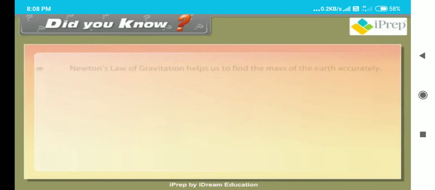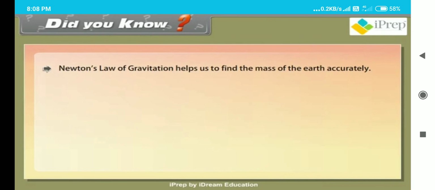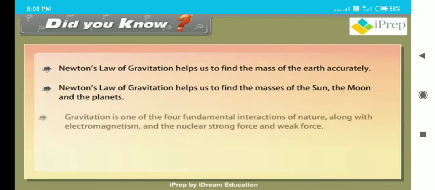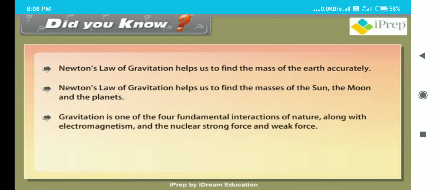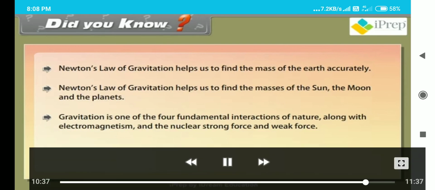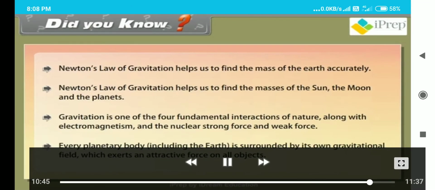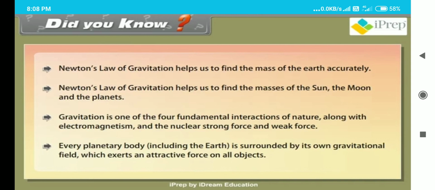Did you know Newton's law of gravitation helps us to find the mass of the Earth accurately? Newton's law of gravitation helps us to find the masses of the Sun, the Moon, and the planets. Gravitation is one of the four fundamental interactions of nature, along with electromagnetism and the nuclear strong force and weak force. Every planetary body, including the Earth, is surrounded by its own gravitational field, which exerts an attractive force on all objects.